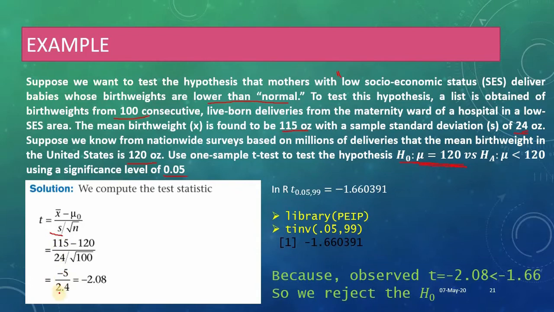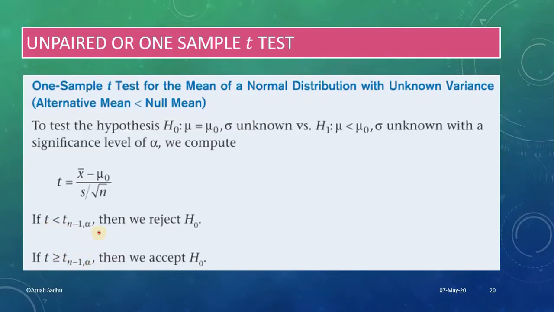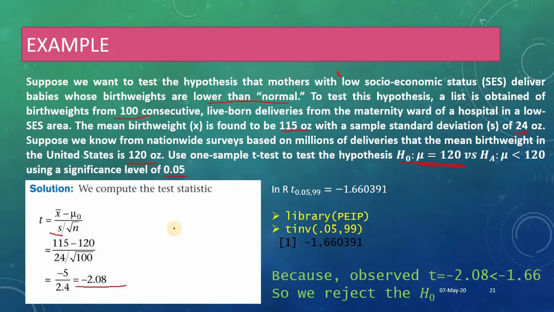So here, minus 5 by 2.4, which is minus 2.08. Now, as we have said, if t is less than the cutoff t value for n minus 1 degrees of freedom and significance level alpha, then we reject the null hypothesis. So here we have achieved our observed t value as minus 2.08.